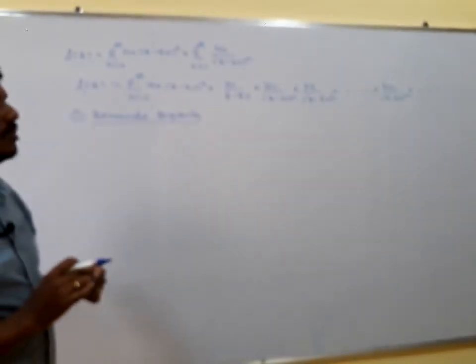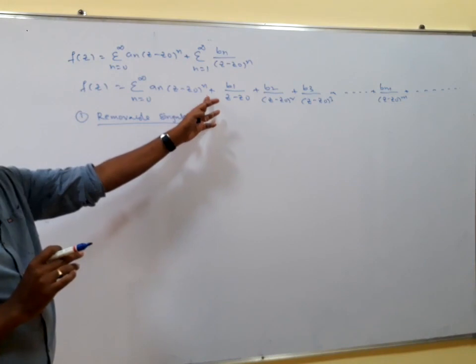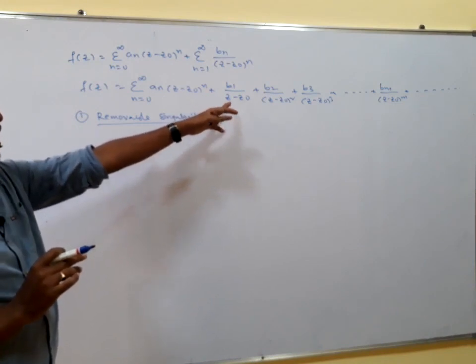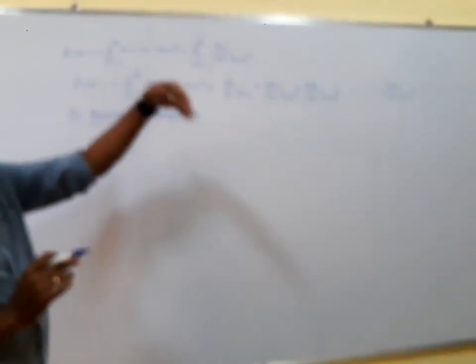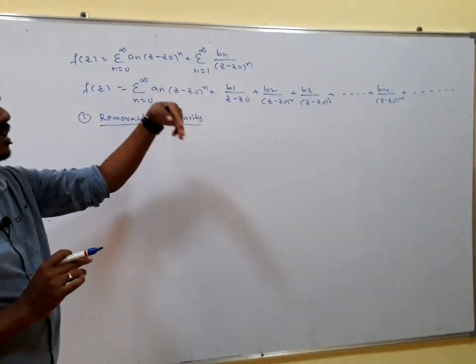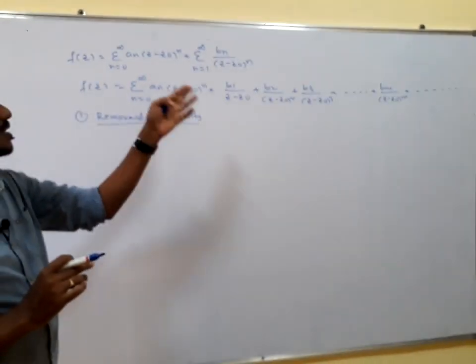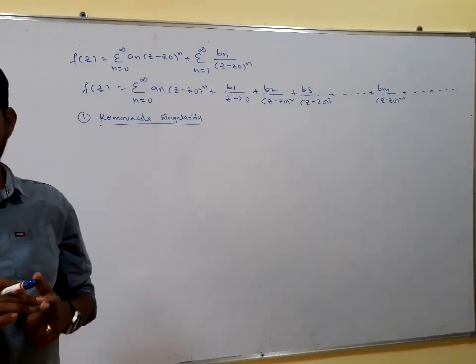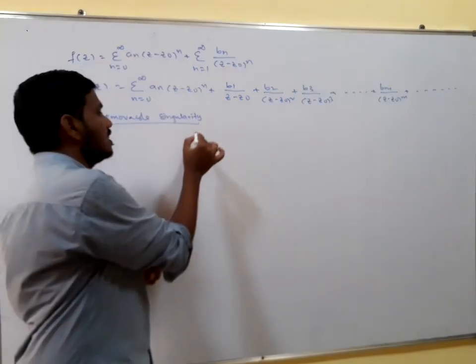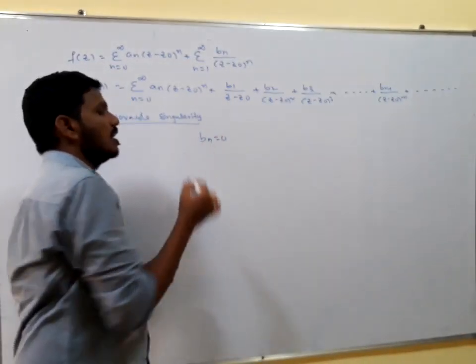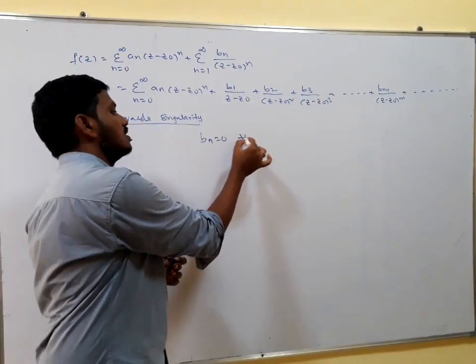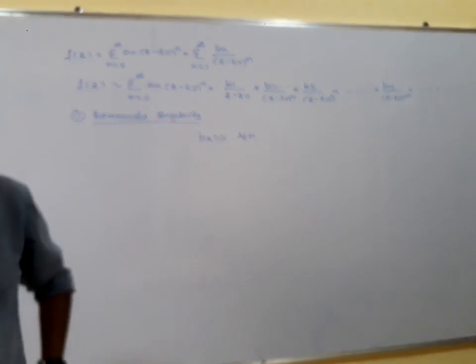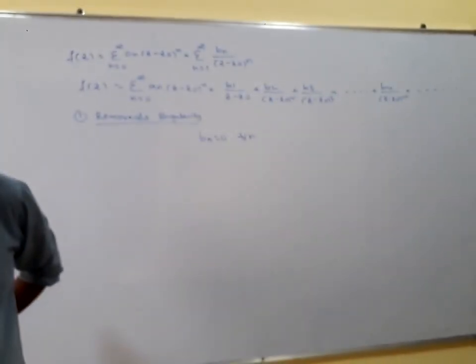No term in the principal part means this is the analytic part, and this is the non-analytic part. In the non-analytic part, there is no term, which means the singularity can be removed. Such a singularity is called a removable singularity. If the principal part of f of z contains no term, that is, b n is equal to 0 for all n, then such a singularity is called a removable singularity.